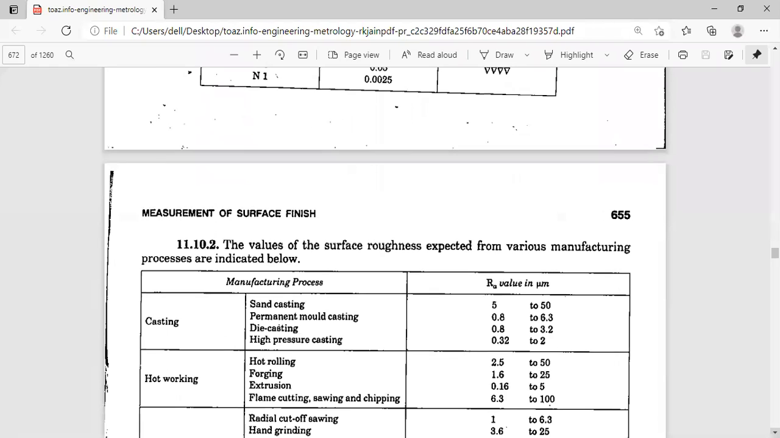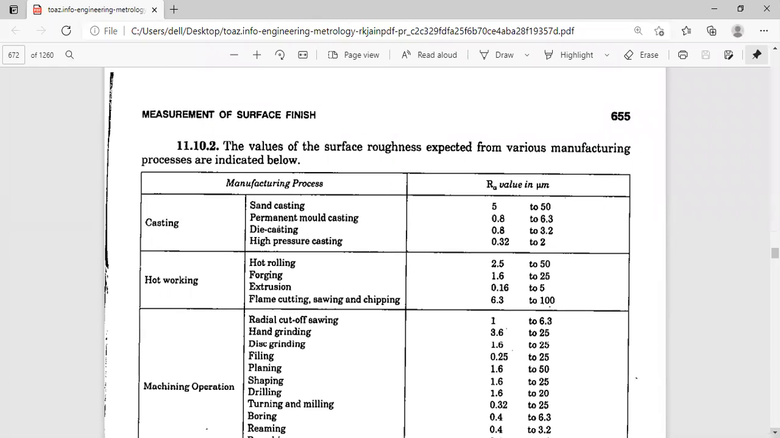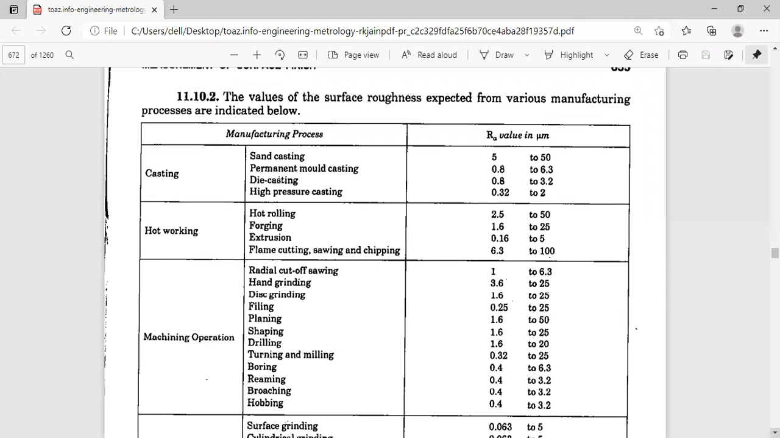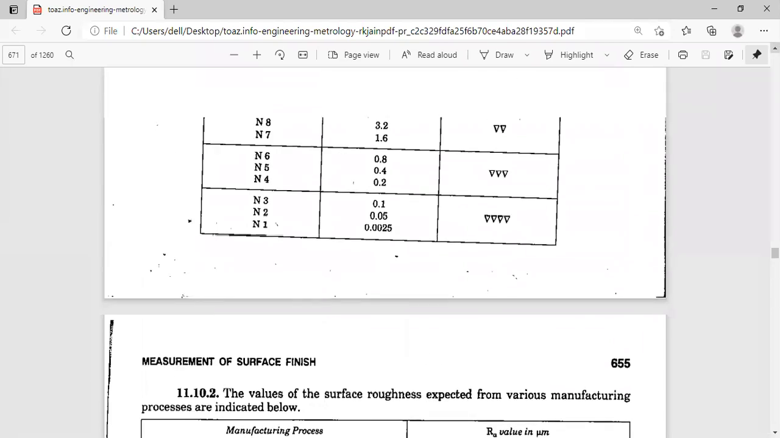So we have the manufacturing process also. We have casting: sand casting, permanent mold casting, the subclassification of casting, die casting, high pressure casting. What are the values you can take? 250 is the highest value. The range for sand casting is 5 to 50, minimum to maximum. Permanent mold casting is 0.8 to 6.3. By this you can ascertain the symbol also. You can have another column here and try to fill in the symbol. If you try to fix the particular value of sand casting, suppose it is 50, what will it be?